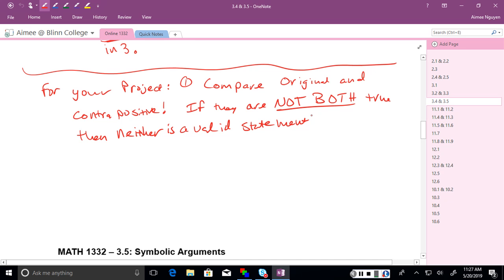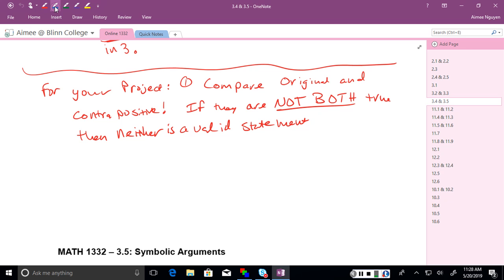If that last statement, if your contrapositive is not also a true statement, then neither of them is true, okay? So when I ask you to tell me if you think the original statement is true or false and why, that's what I want you to do. I want you to compare the original to the contrapositive and decide if they have both true values, right, and therefore are valid, or if one of them is false and therefore both of them are false.